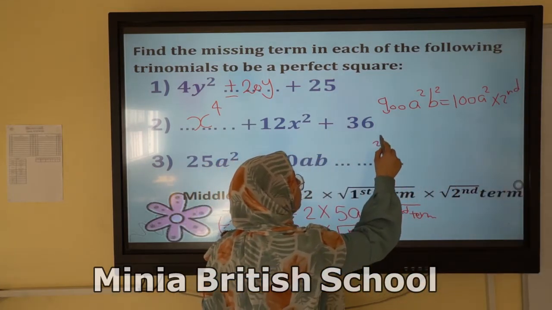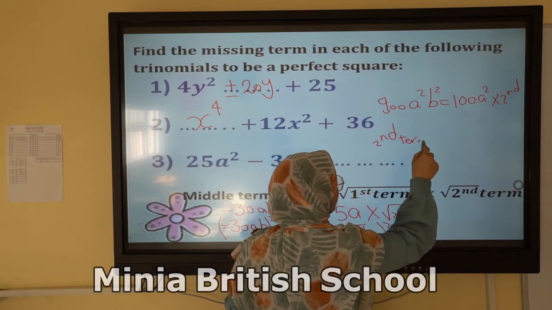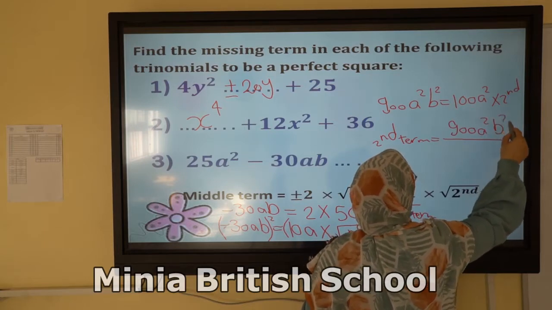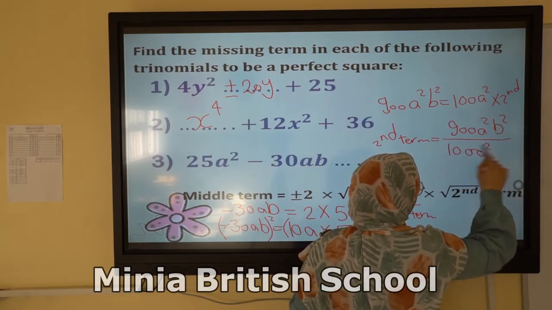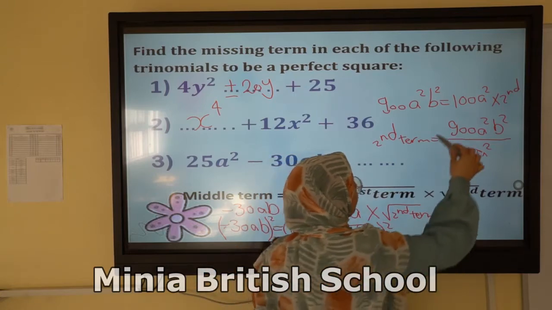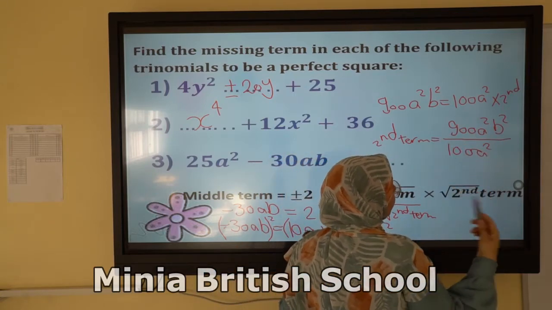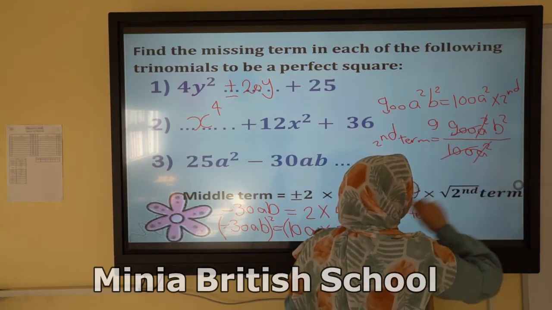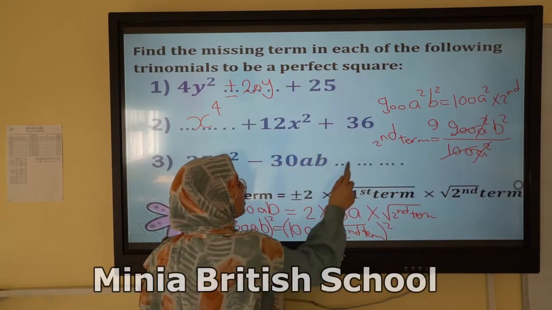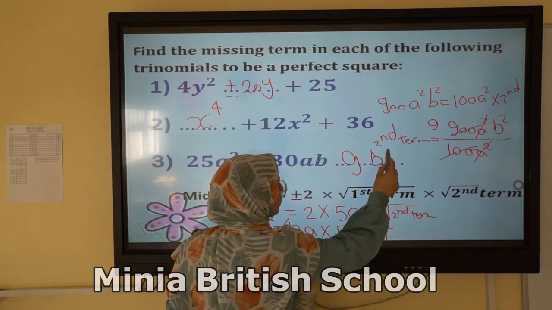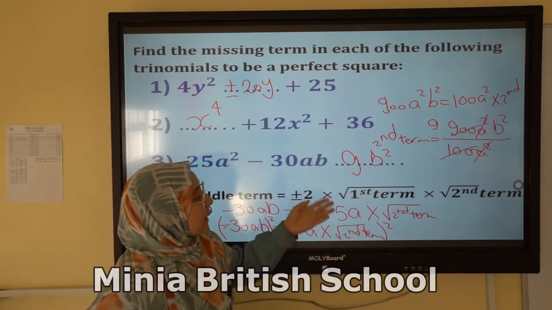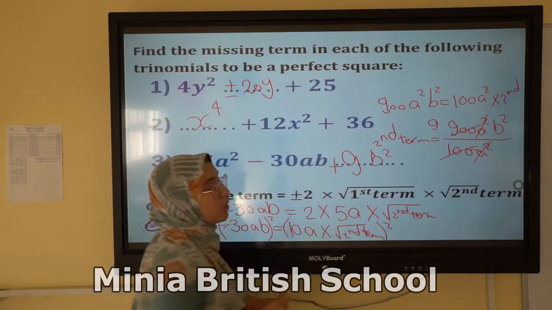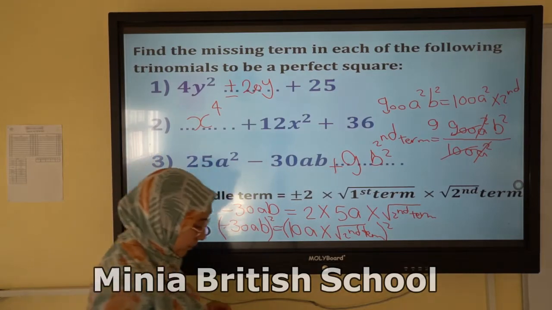Now the second term equals 900A power 2 B power 2 divided by 100A power 2. Now you can simplify. 900 divided by 100 equals 9, and you can cancel A power 2 with A power 2, so the second term here equals 9B power 2. And I said before, the second term is always a positive number, so the sign is positive. Okay?